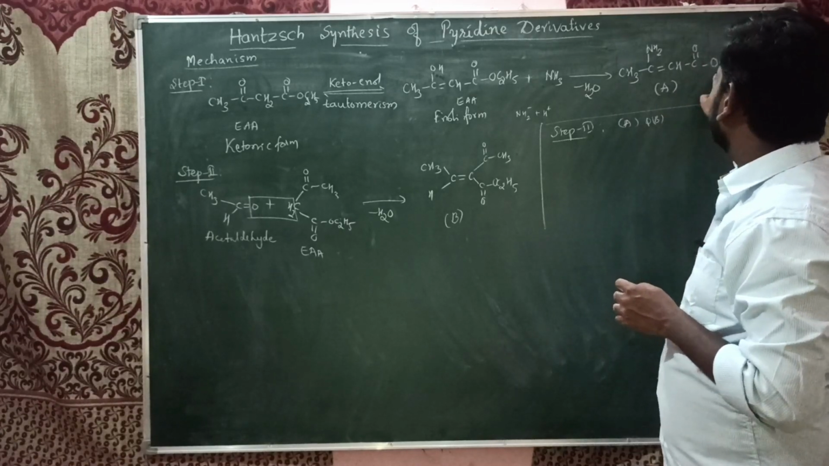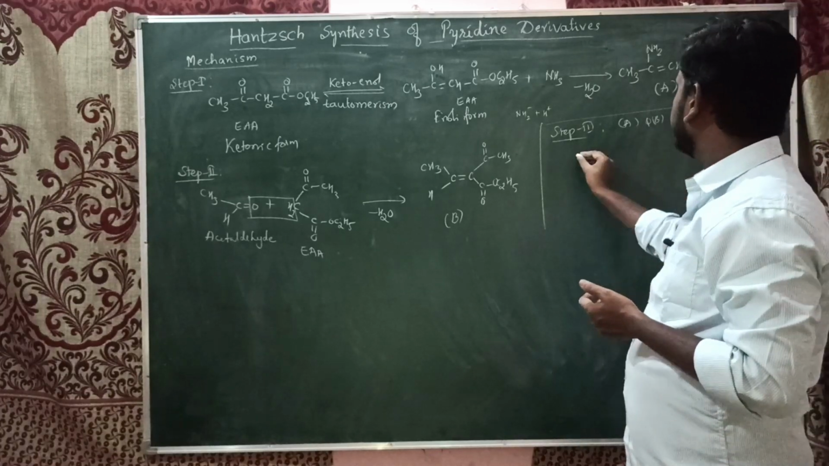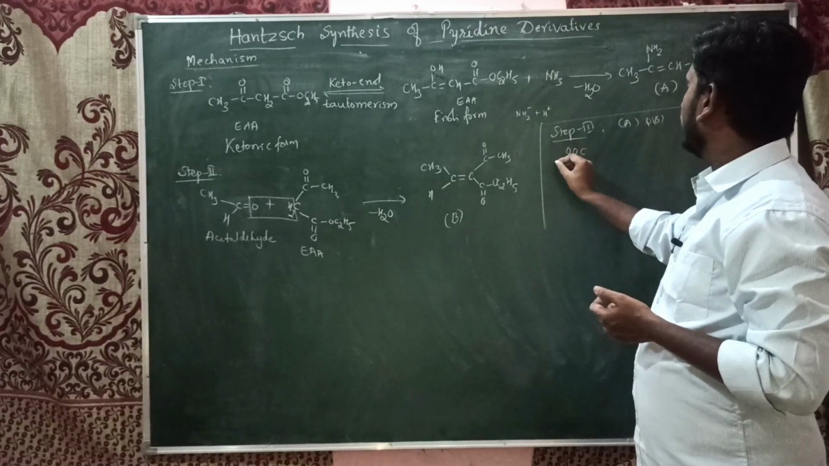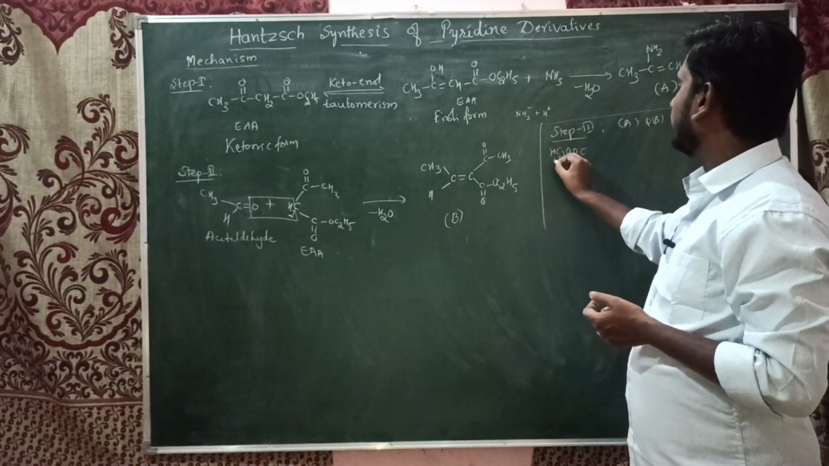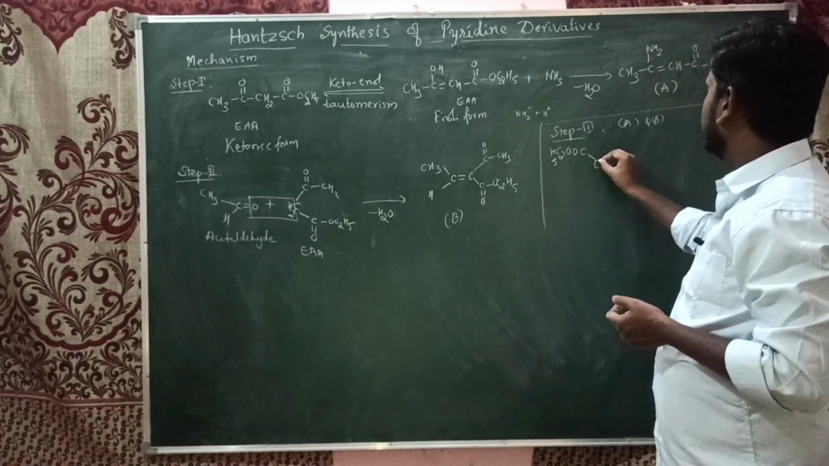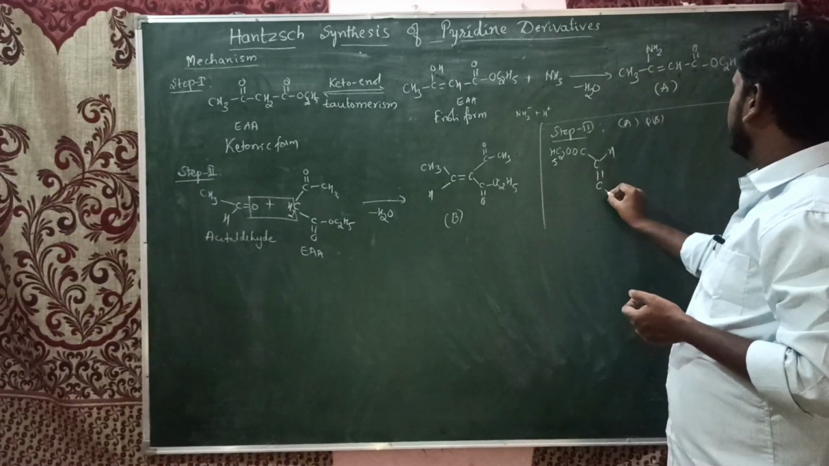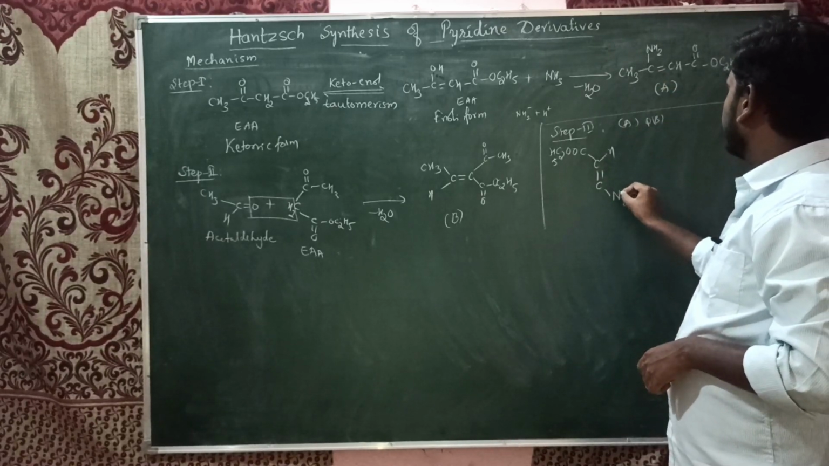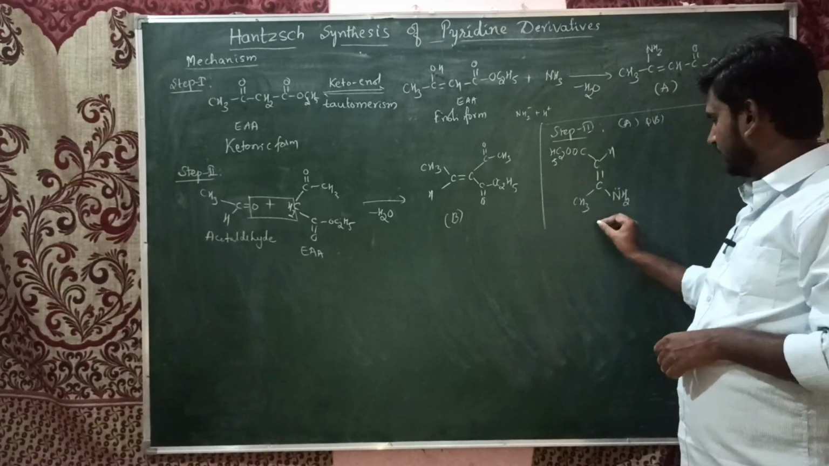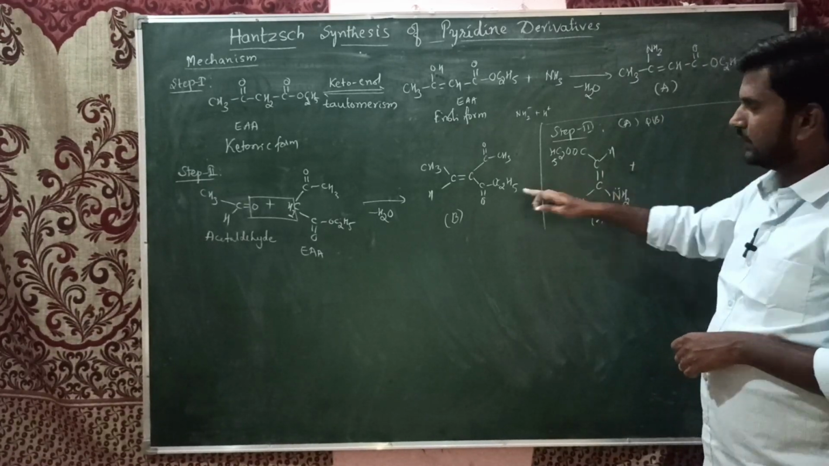So for A, first we'll take the COOC2H5, this whole COOC2H5 ester group, which is attached to the CH. So CH double bond C NH2 and CH3. Okay, this is A, right? Now it is treated with B, this compound.